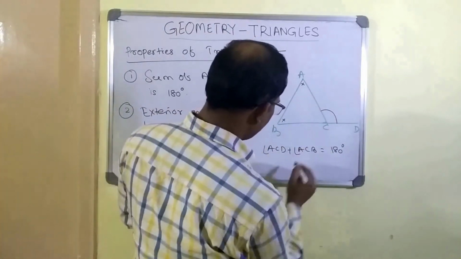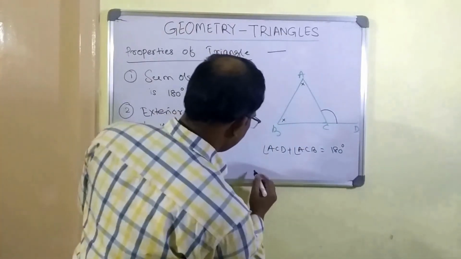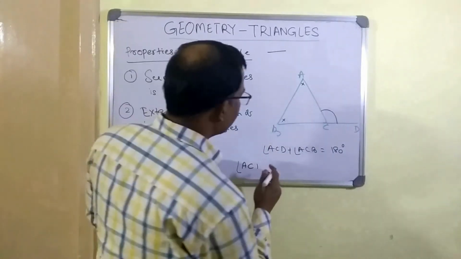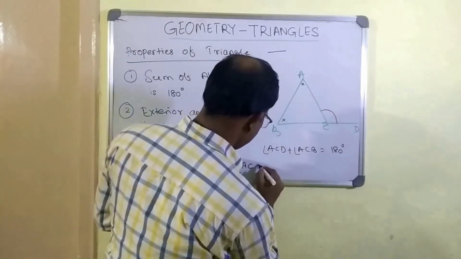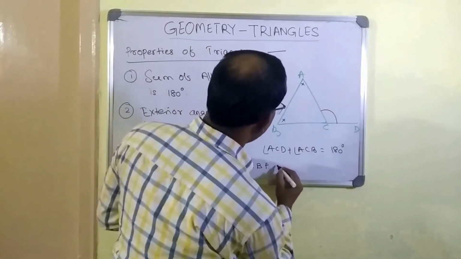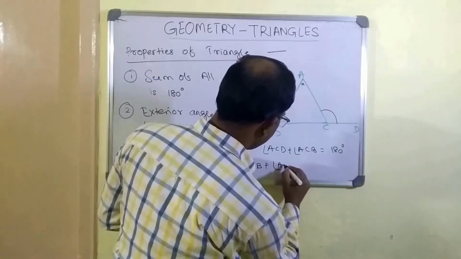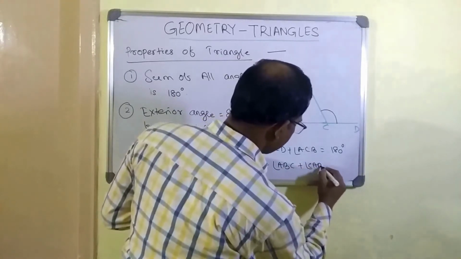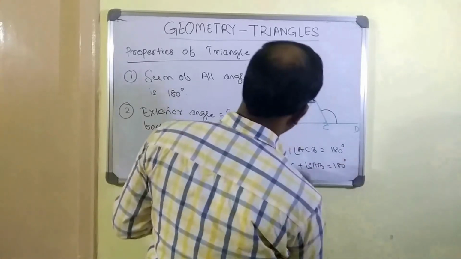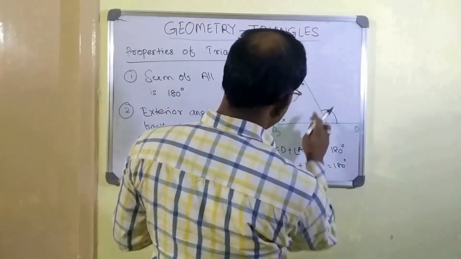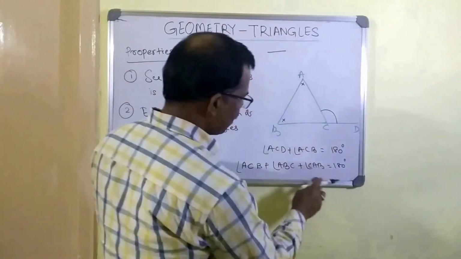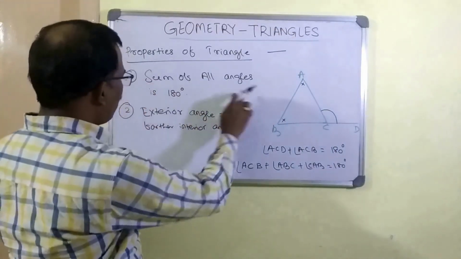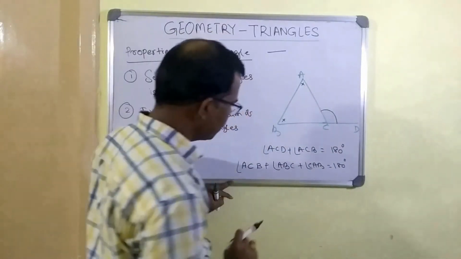So now what I am going to do is, the previous property I will go to use it now. Angle ACB plus angle ABC plus angle CAB is equal to 180 degrees. That means this plus this plus this becomes 180 degrees. These are from the property that the sum of all angles in a triangle is 180 degrees.